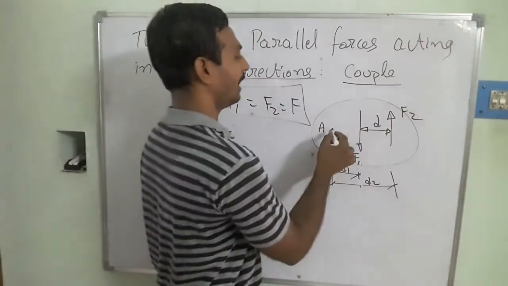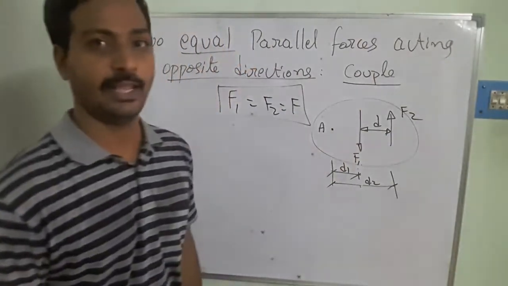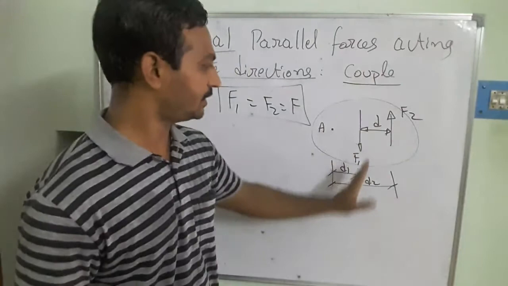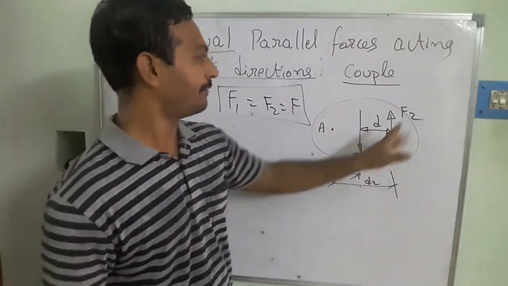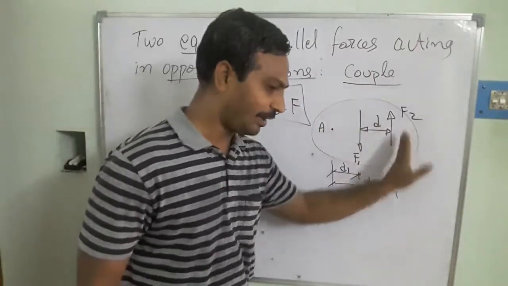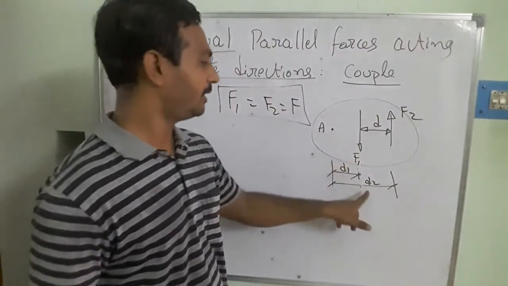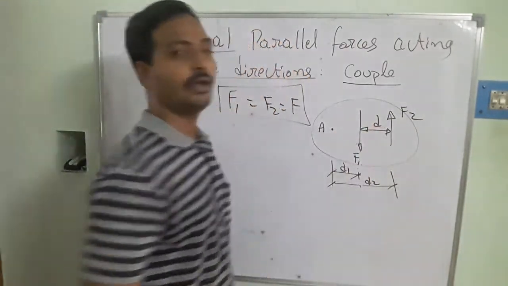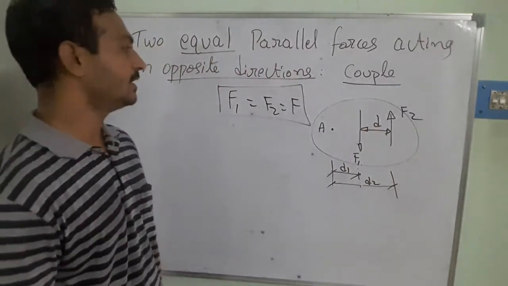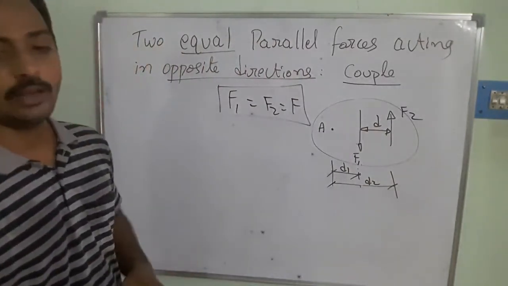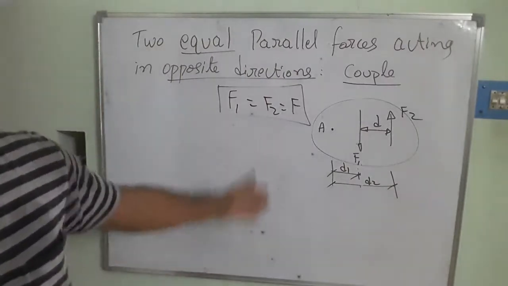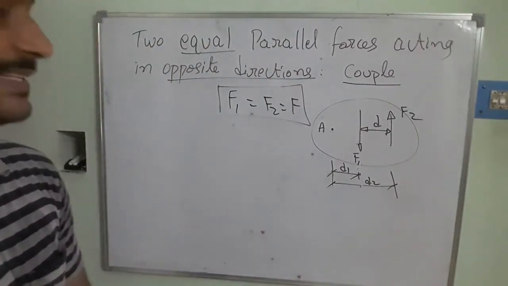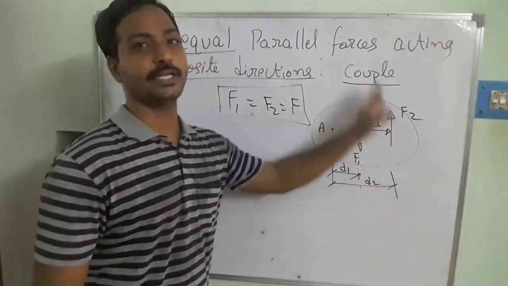At the same time, I am going to take the observation point at A. Then D1 is the distance from the line of action of F1 to the point A, and the distance from the line of action of F2 to the point A is D2. The distance between F1 and F2 is D. So in this case, what will happen? The two forces form a couple, which has the tendency to rotate the object.